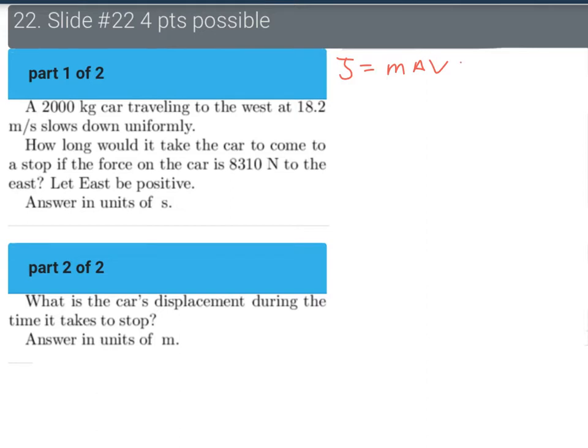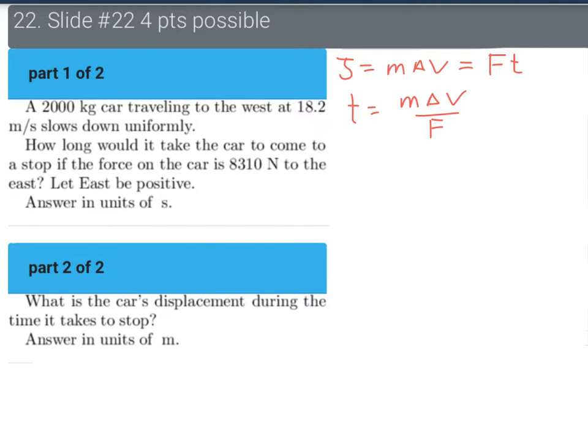Now the other equation we have for impulse is force times time. And so we can see really quickly that they do give us the force. The only variable that we don't know is the variable that we're looking for, time. So in this case, time would be equal to mass times a change in velocity divided by the force.